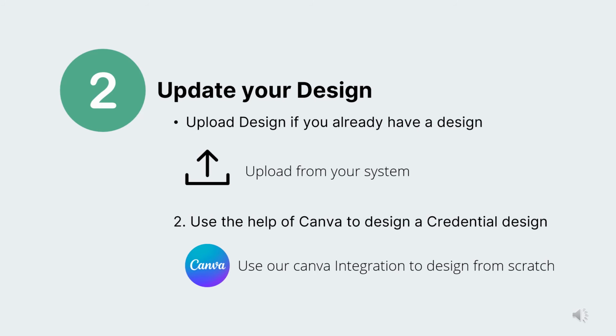Second step, update your design. Here you have 2 options to update the design. 1, you can upload an image from your system if you already have one, or you can use the help of Canva to design a certificate or badge from scratch.